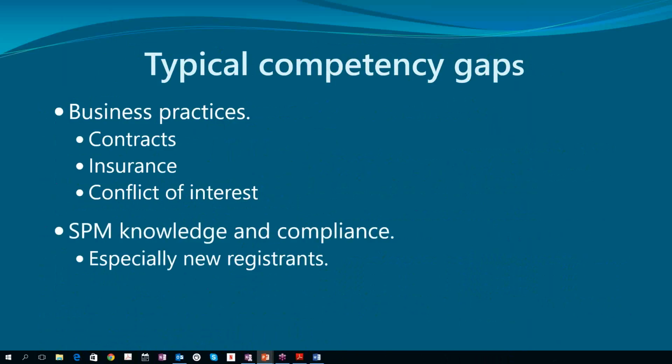SPM knowledge and compliance, especially new registrants. Been down this road before. I think we have 200 or so registrants who came through Alberta, which is great, except that they need to understand that the Alberta training was for the Alberta standards and regulatory framework, which means you're going to do an awful lot of self-study of the SPM to get up to speed. Lots, like 100 hours, maybe more.